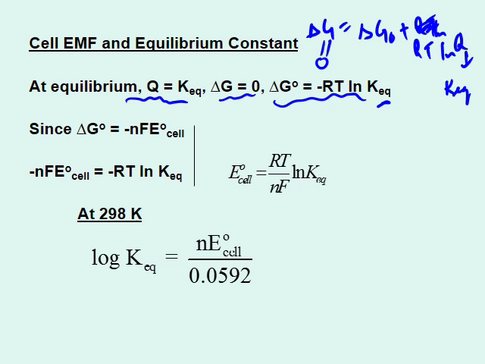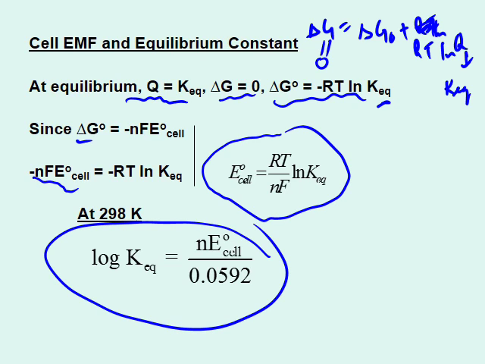Now delta G0 is the standard free energy change, so that could be written down as minus nF E0 cell. And again, E0 cell we can easily get from oxidation and reduction potential values, and you can write it in this form. At 298 K, you get a much simpler form, written in terms of log rather than ln, which gives you n E0 cell divided by 0.0592.